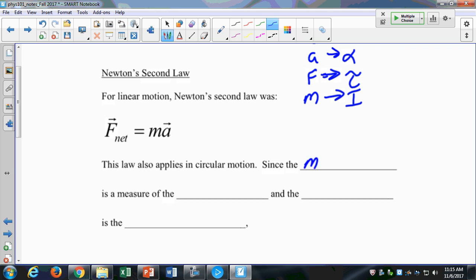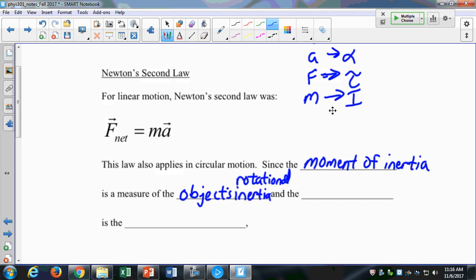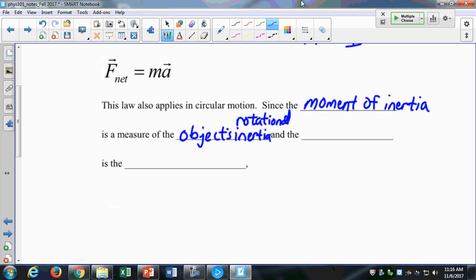Okay, moment of inertia and the acceleration. The moment of inertia is a measure of the object's rotational inertia, thank you. Acceleration? Okay, and the angular acceleration is a measure of the rotational acceleration.